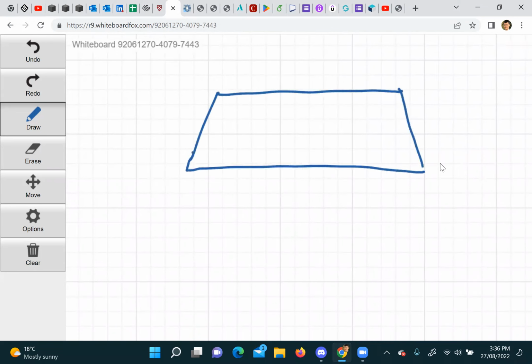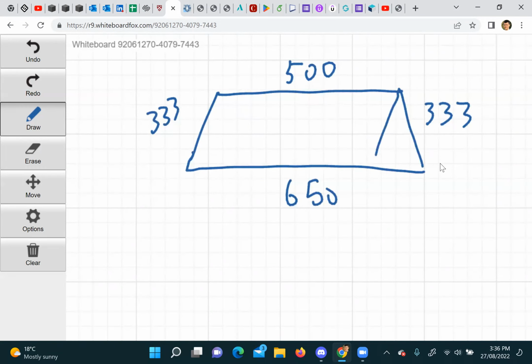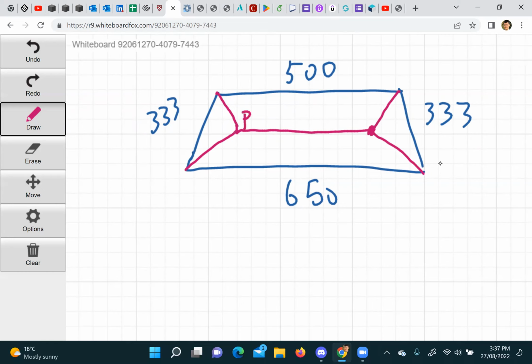The question goes like this. You have an isosceles trapezium with sides 500, 650, 333, 333. Of course, the 333 could even go in like this, but that wouldn't be an isosceles trapezium. So the isosceles refers to these angles being equal. The question asks: if you take the angle bisectors and meet them, you get P and Q, right? What is the length of PQ?